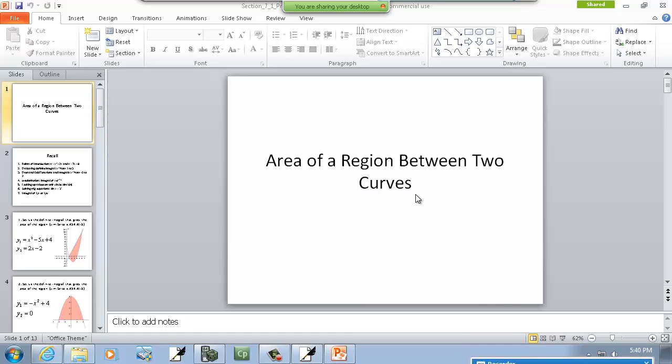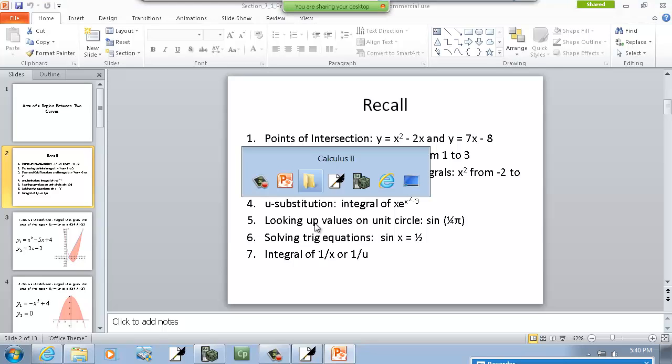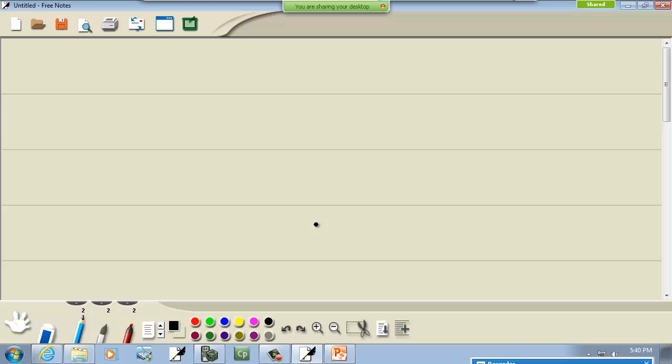Okay. We're taking a look at area of region between two curves. And we want to do a little bit of reviewing first. So let me get this up and come over here.